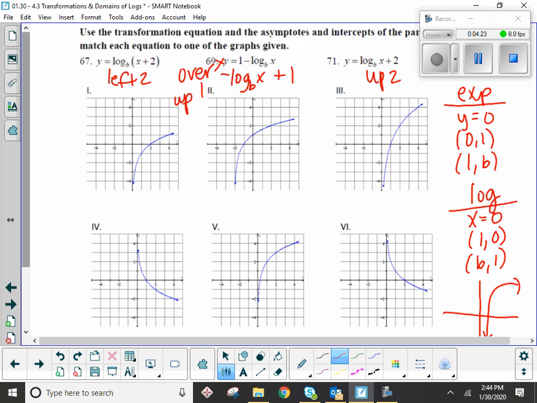So now take a minute and just focus on the (1, 0) point. You know all the graphs in the base function had a (1, 0). Think about how each of those transformations move that (1, 0) around and try to match it to the graphs. You're only using 3 of those graphs.